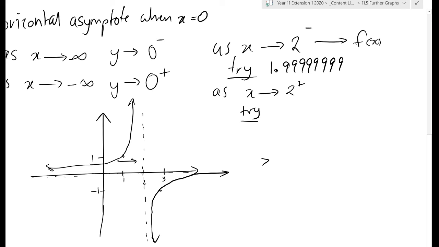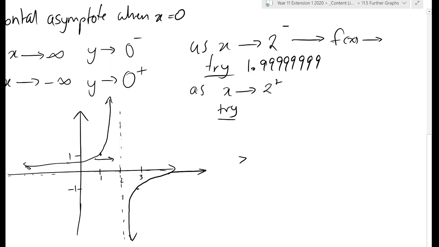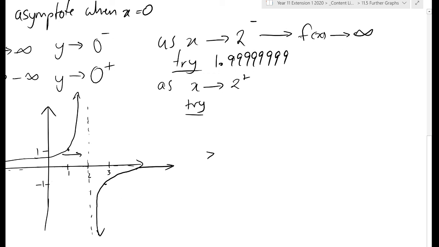F of x, or my function, approaches infinity because it's going up. And so try 2.000001, for example. In fact, it actually makes it so that x is going to approach negative infinity, just like we have down there. So you just have to put those values in the function to get that. So basically, that's how you draw these things.